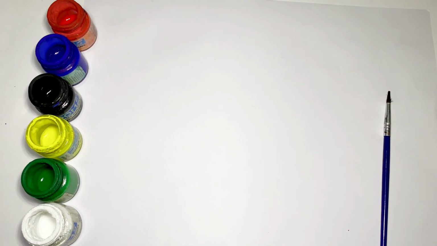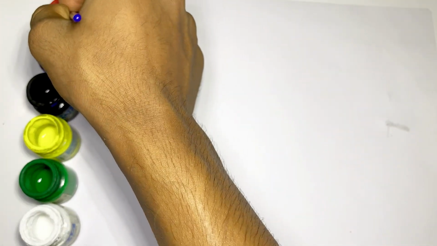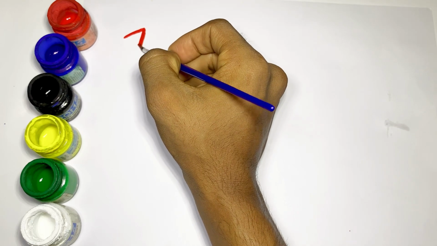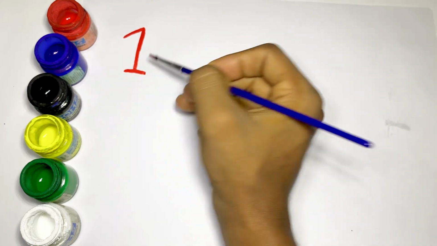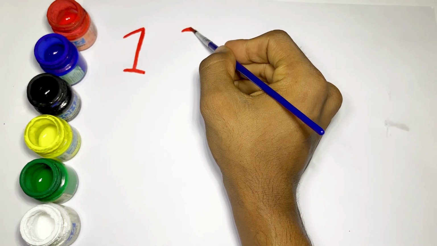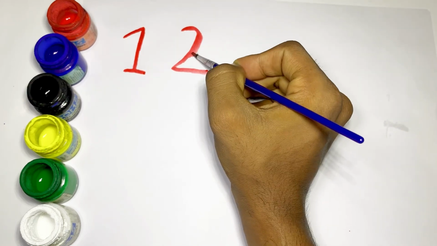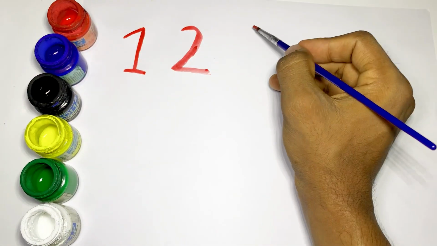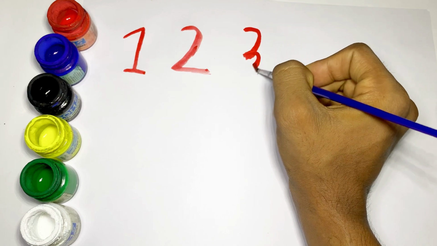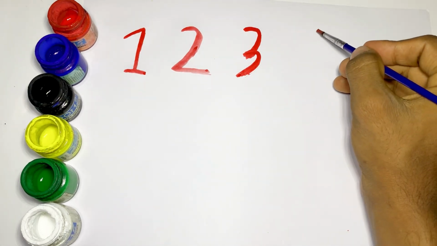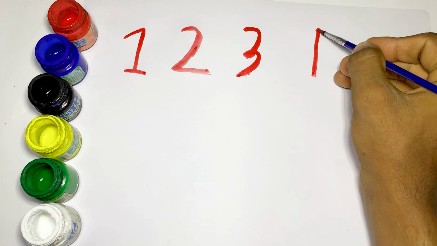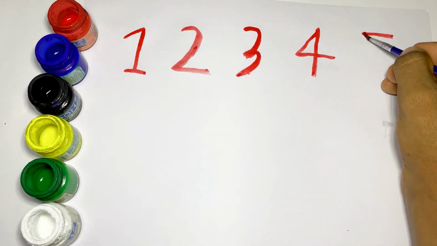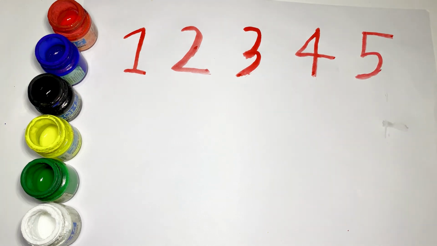Kids, now coloring 1 to 3. Kids, first draw 1 and use red color. O N E, 1. 2, T W O, 2. Kids, again use red color and draw 3. T H R E E, 3. 4, F O U R, 4. 5, F I V E, 5.